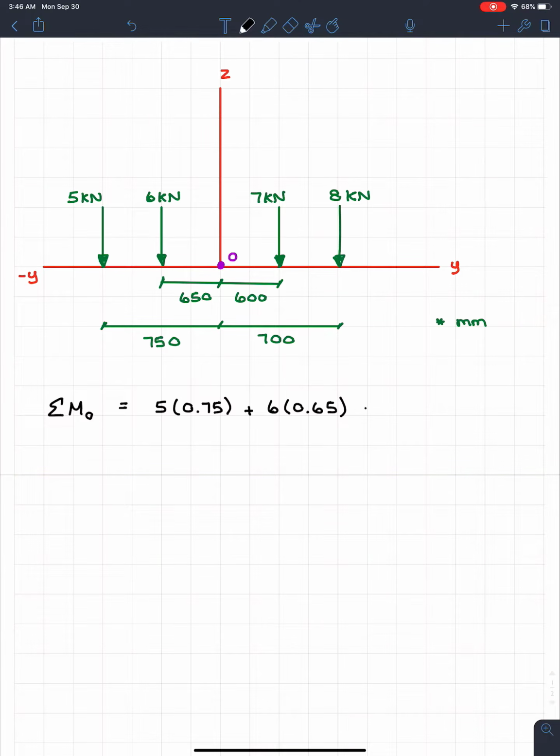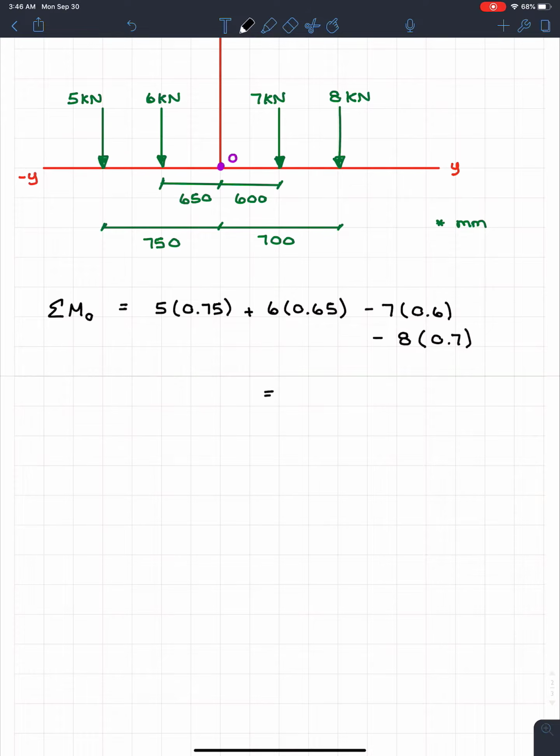So we're going to just go minus 7 because it's going to be a clockwise rotation, in this case about 0.0. And that's times 0.6. And then we're going to go down to the bottom line. Minus 8. And then that one is going to be times 0.7. So if I were to do all that math, what I'm going to get is a moment of negative 2.15 kilonewtons per meter.